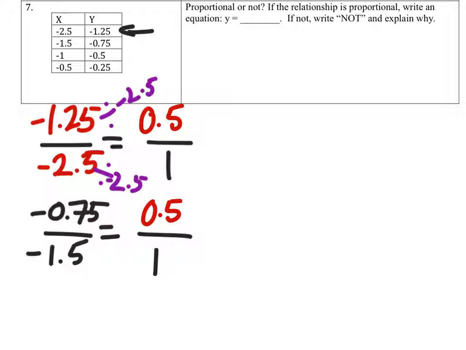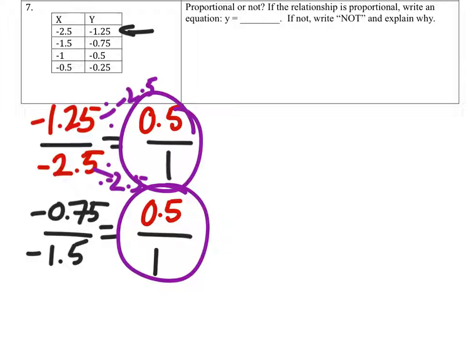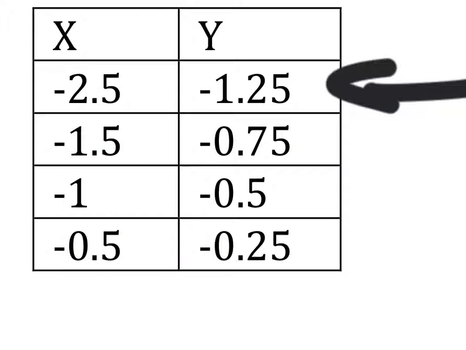But before we do that, and instead of doing that, I'm going to show you guys another way. So since we have this as 0.5 over 1 for both of these, if we look at the table, that is our proportional constant. So if I multiply negative 1 by 0.5, I should get this number, which I do. This one checks off. And if I do it to the next one, negative 0.5 times 0.5 would give us negative 0.25. So that's just another way to look at this.